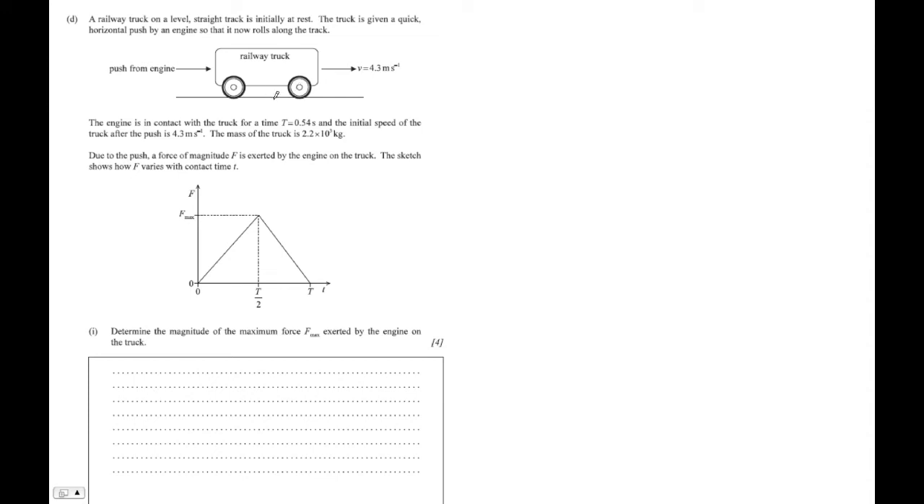A railway truck on a level straight track is initially at rest. The truck is given a quick horizontal push by an engine so that it now rolls along the track at, by the way, 4.3 meters per second, right? The engine's in contact with the truck for a time of 0.54 seconds.